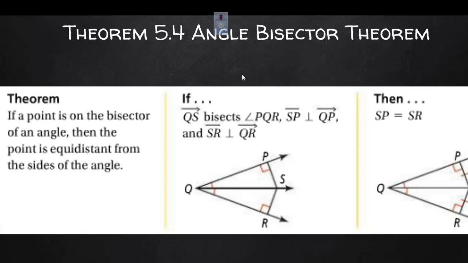So theorem 5.4 talks about the angle bisector theorem. If a point is on the angle bisector, so this line right here would be bisecting our angle PQR, cuts it in half, then that point is going to be equidistant from both sides of the angle. So the distance we would choose would go this way, and therefore it would bisect it.